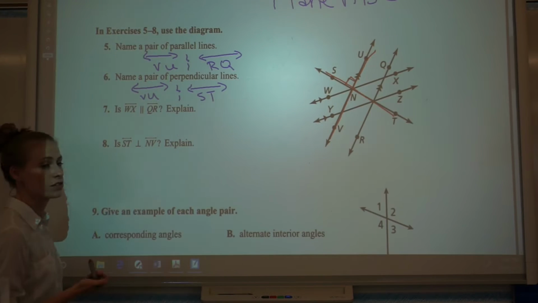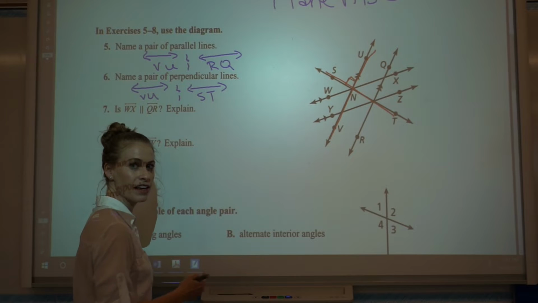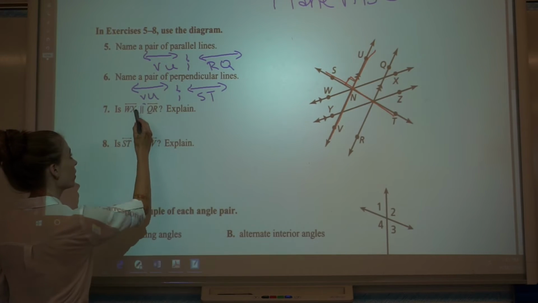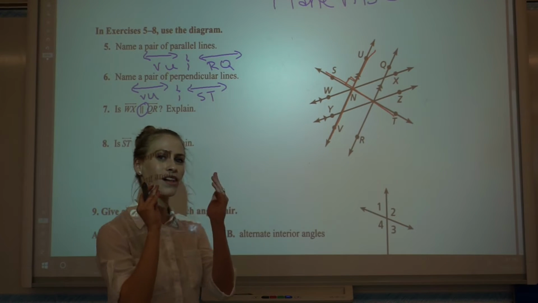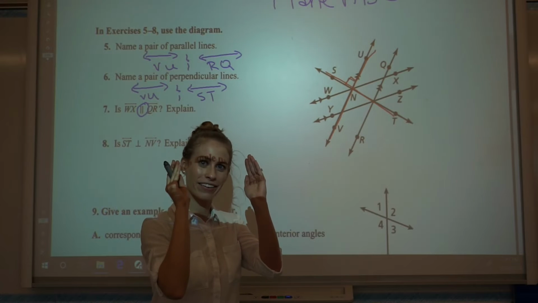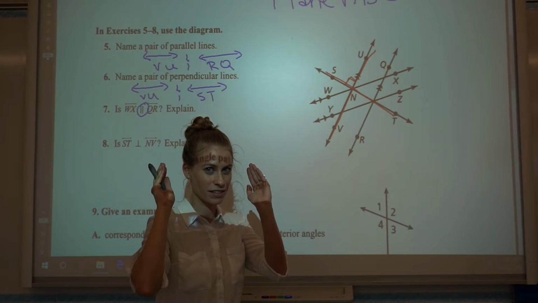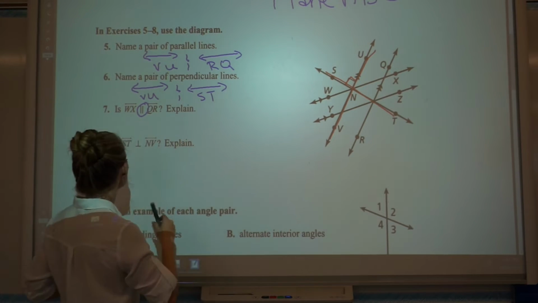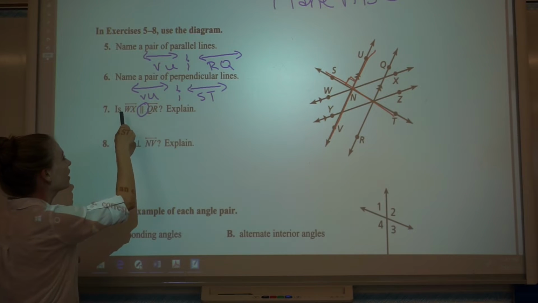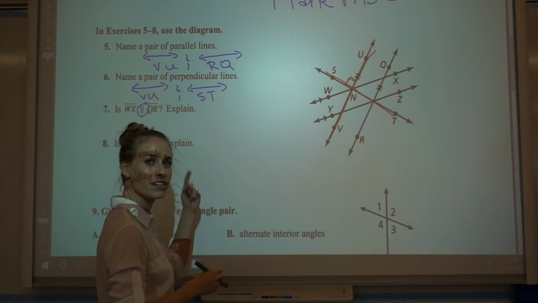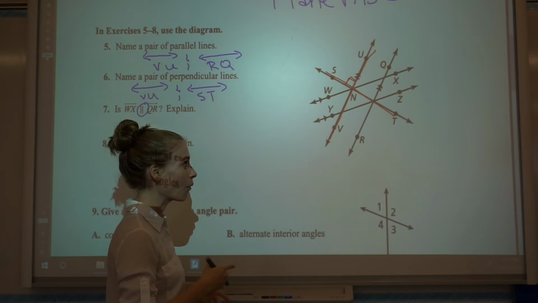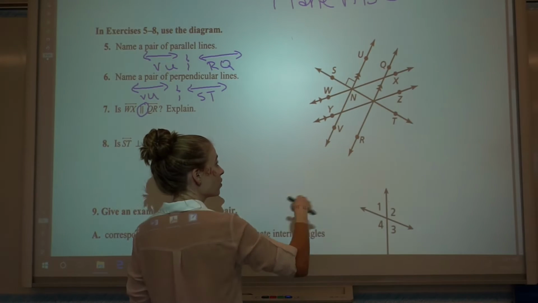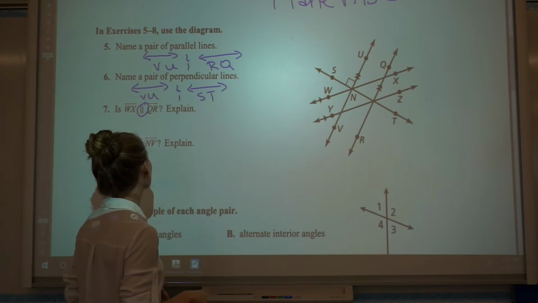So number 7. If you ever see this symbol right here, it looks like two lines go in the same way. They will not intersect. So what do you think it means? Parallel. So it's just asking, hey, is line WX parallel to line QR? Well, let's look. Let's try to find WX.